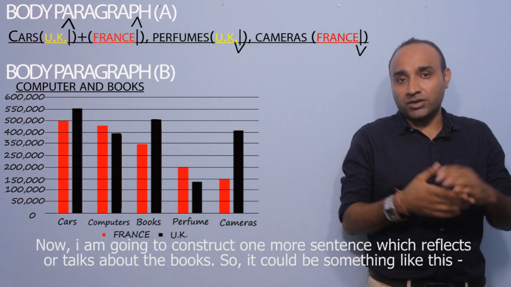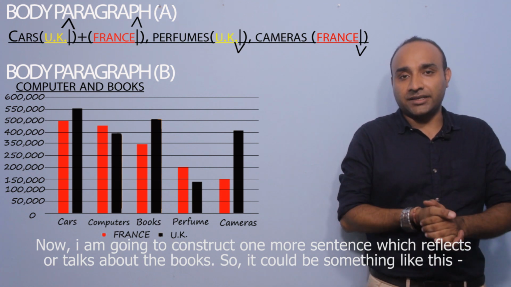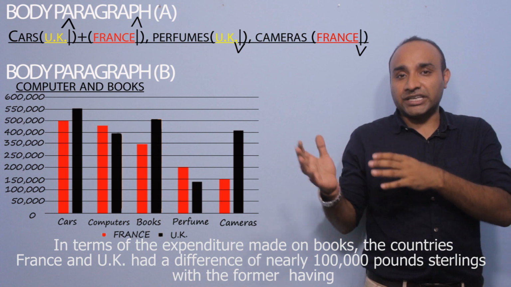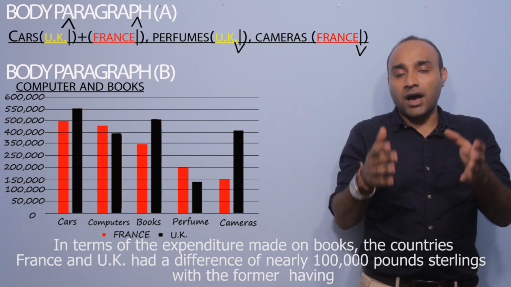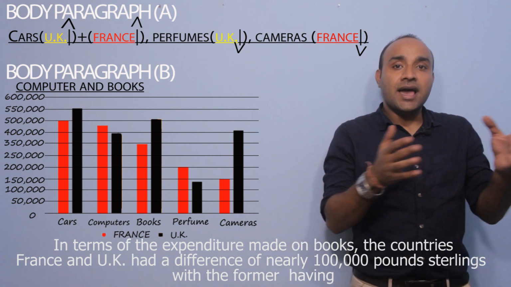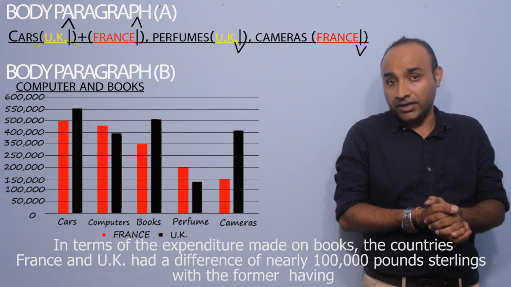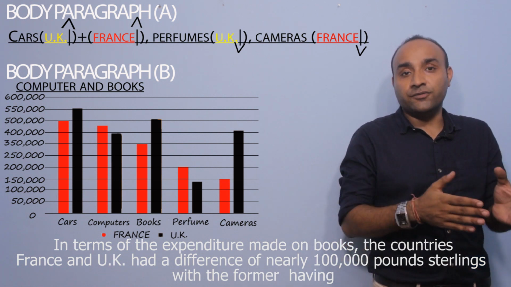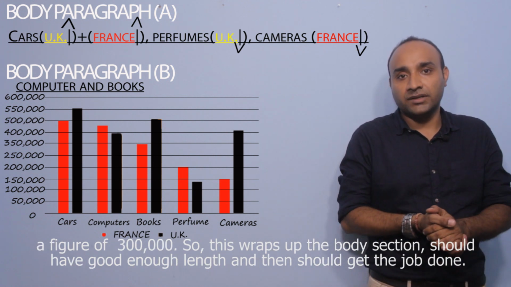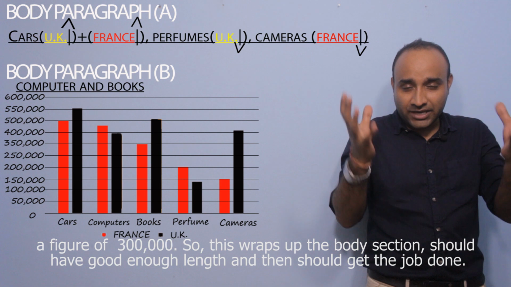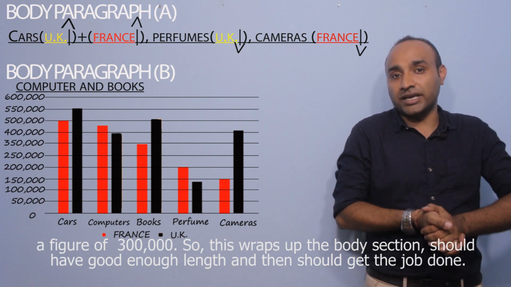Now I'm going to construct one more sentence which talks about the books. So it could be something like this. In terms of the expenditure made on books, the two countries, France and UK, had a difference of nearly 100,000 pounds sterling, with the former having a figure of 300,000. So this wraps up your body section, should have good enough length, and should get the job done.